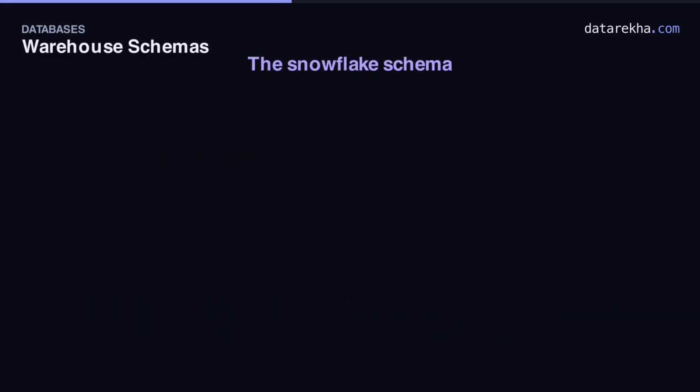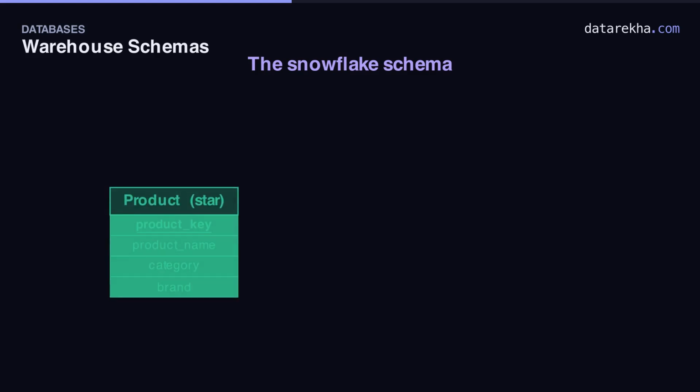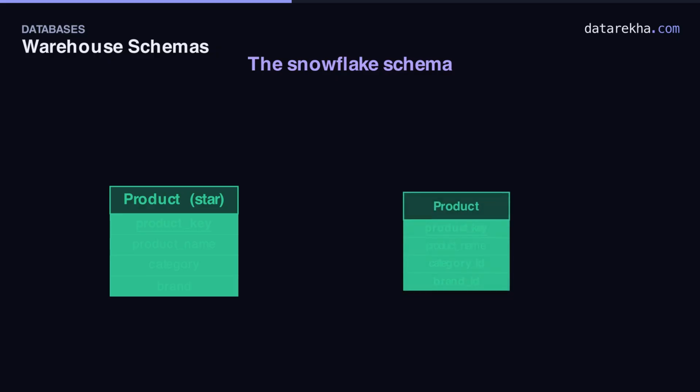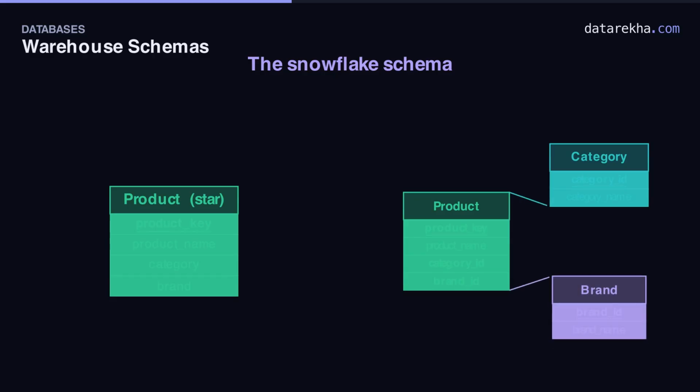Now the contrast. The snowflake keeps the same central fact table, but normalizes the dimensions. Instead of one flat wide table, each dimension splits into smaller related tables. Let's snowflake product and watch. In the star, product held everything in one table. The name, and right beside it, the category and brand. Plain text, repeated on every product row. In the snowflake, product keeps only a category ID and a brand ID, foreign keys. The category name moves out into its own category table. The brand name into a brand table. The dimension has fanned out into subdimensions.